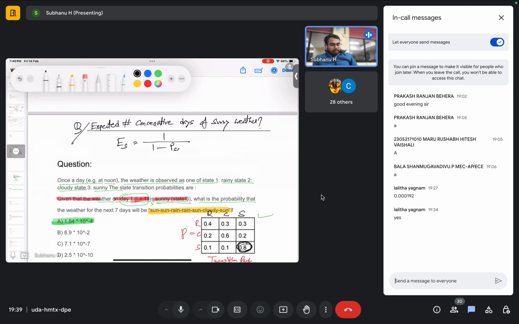So this PSS is the probability of remaining in the same state. I know this is 1 minus 1 by 0.8 from here, that this is sunny and this is sunny. Sunny, sunny. So here you can calculate the answer. I think it will be 0.2, and then 5. So this is the solution. Okay, fine.